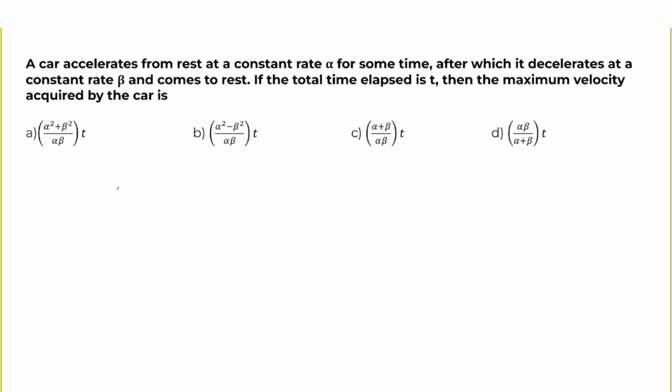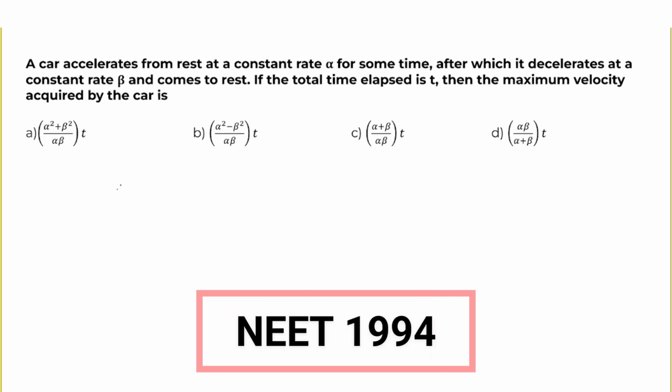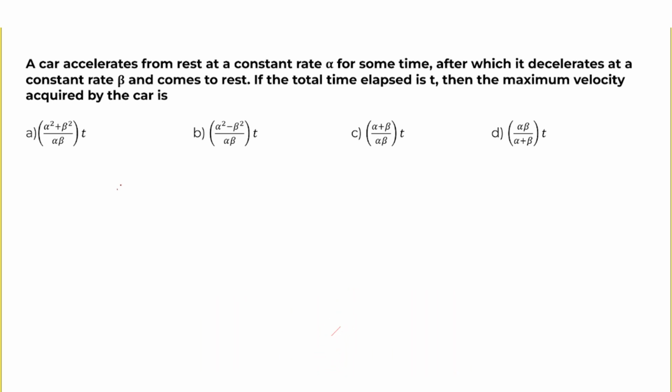A car accelerates from rest at a constant rate alpha for some time, after which it decelerates at constant rate beta and comes to rest. If the total time elapsed is t, then the maximum velocity acquired by the car will be how much? Let's understand it with a graph. In a simple sense, let's say this is our velocity time graph, and it is accelerating at a constant rate alpha for some time. Then it is decelerating with beta for some time.